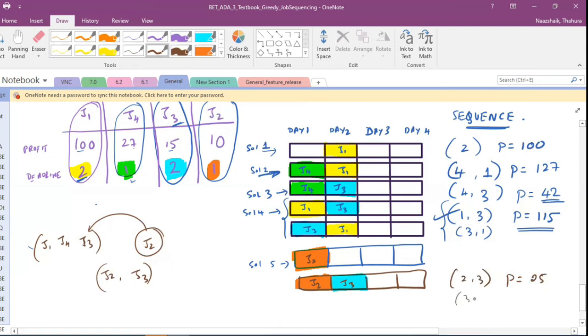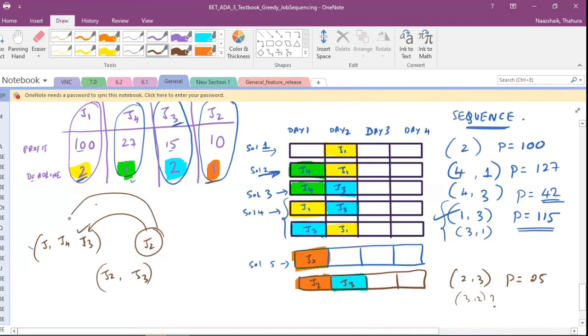Always you do this, no? You should check, is 3 and 2 possible? Can I reverse this? Can I put 3 first and 2 later? No, ma'am. Never, because this will violate. Job 2 means it has to be in the starting position only. So we tried this combination.